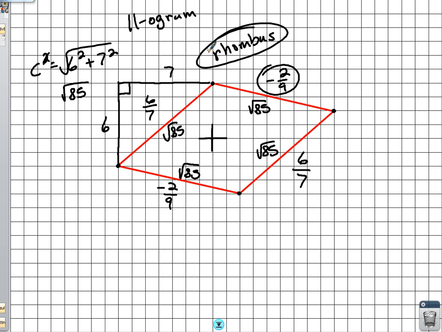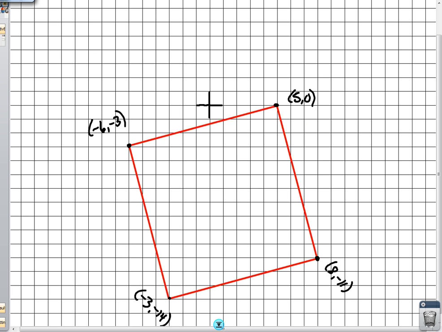Can't get any more exact than that because it's not a square. Okay, so is it a parallelogram? If it is a rectangular rhombus... If it is, is it a square? If it is both rectangle and rhombus, it would be a square. That was number 15. Number 16, more of the same.